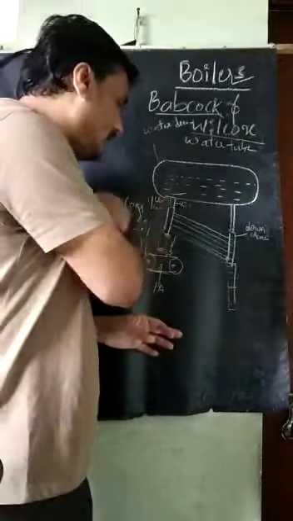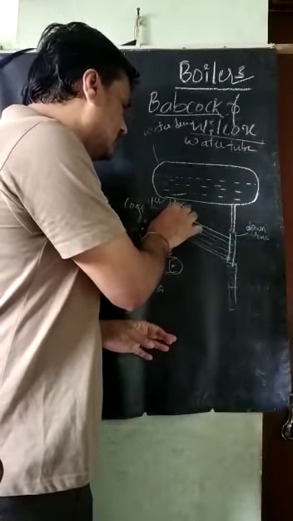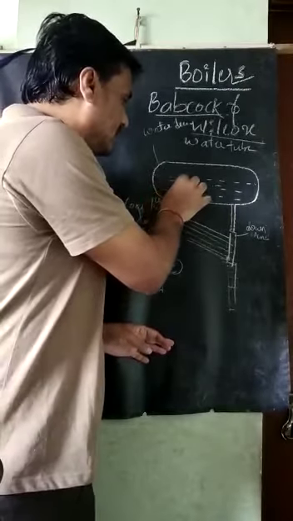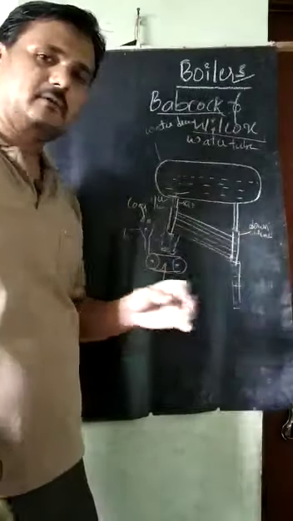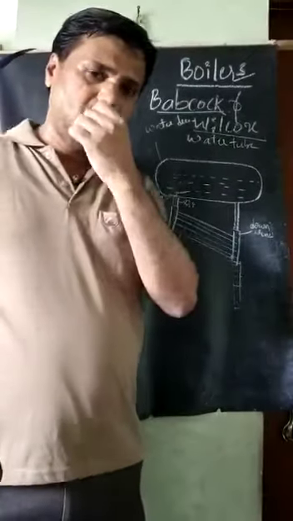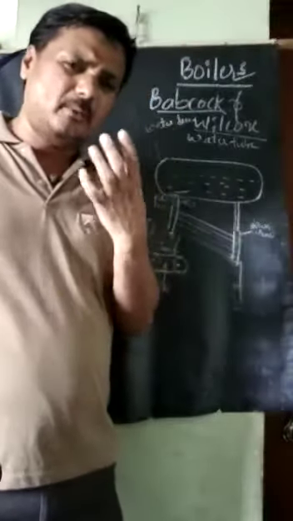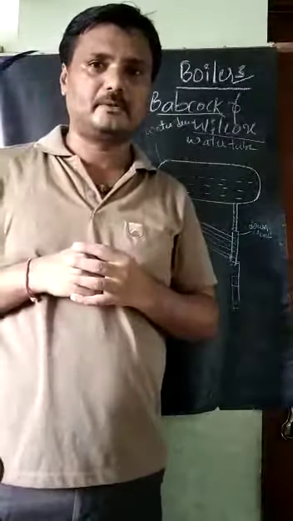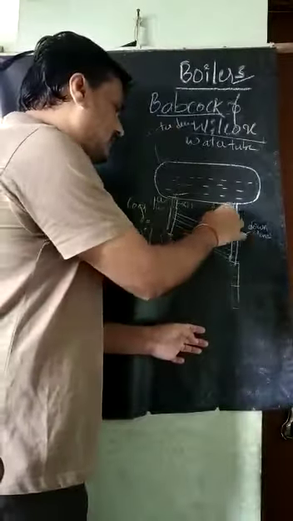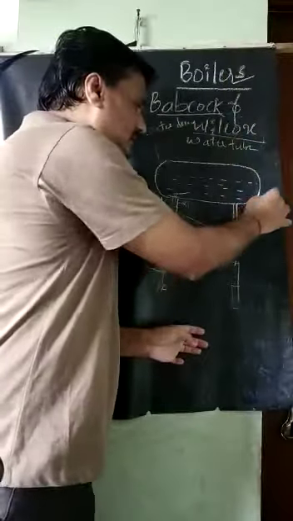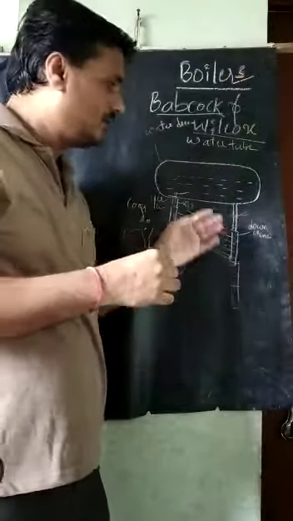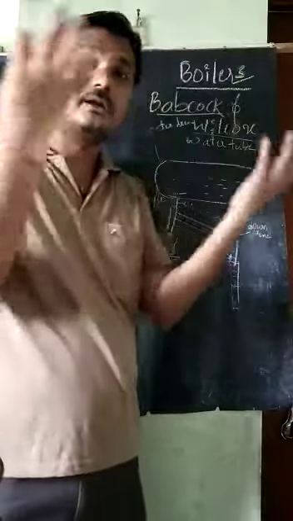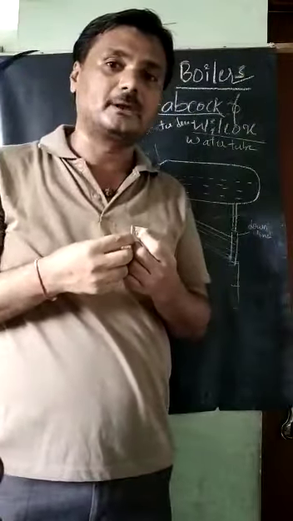So what happens here? That water plus that vapor, that is a mixture, will come to this drum. Now, the maximum amount of heat we have to extract from this flue gas. Similarly, the flue gas will come like this and go like this. So much of the heat available in the flue gas would be wasted. It will go to the atmosphere.